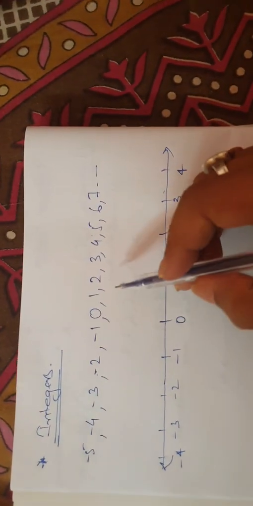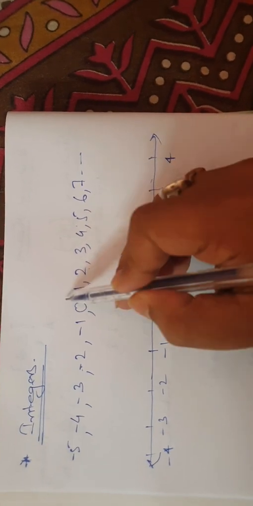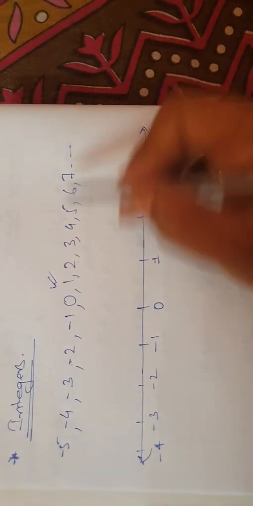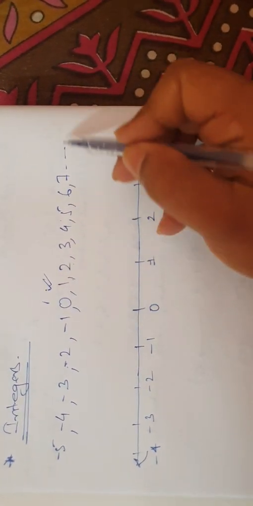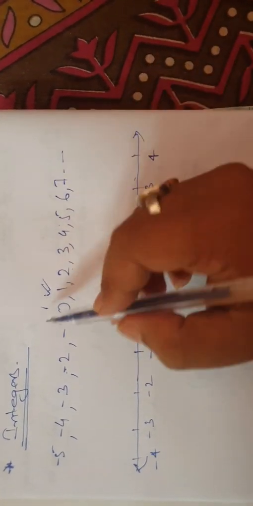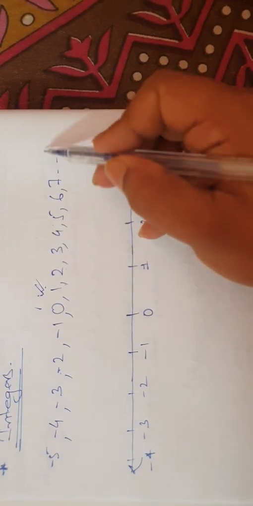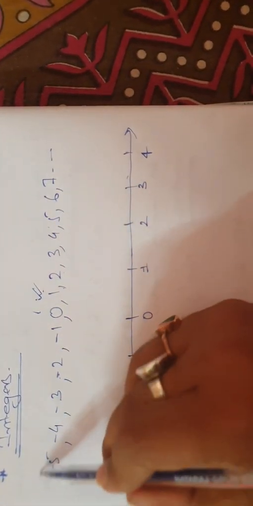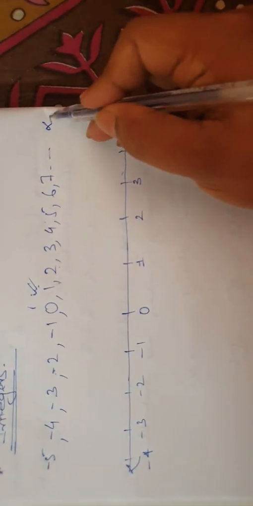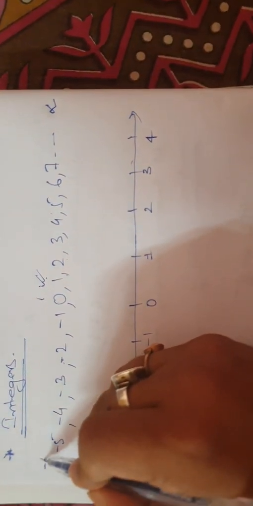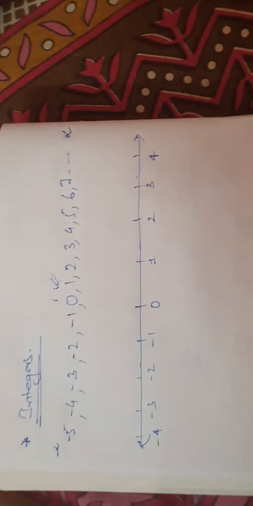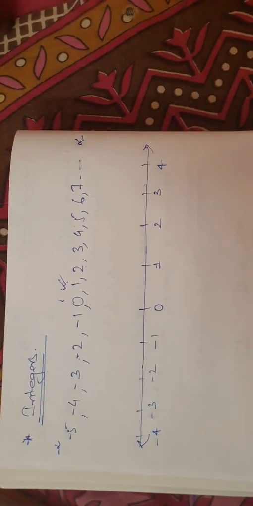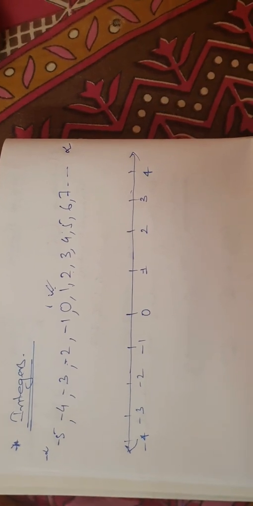Sir, we understand that 1, 2, 3, 4, starting from here, these are all natural numbers. But starting from 0, these are all whole numbers. And including all these numbers, if this goes up to infinity and this goes up to minus infinity, these are all integers. So natural numbers, whole numbers, integers.